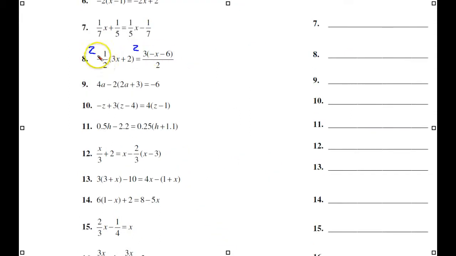Now looking at number 8, here we have a fraction again. So this is one term, this is another term. So we're going to multiply both sides by 2. And the fractions go away. But here we have a negative 1, so we change each of these signs.